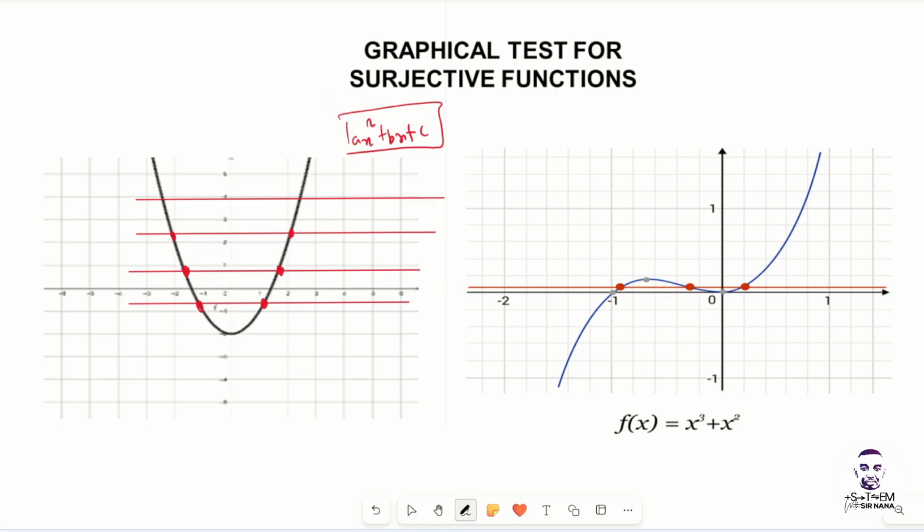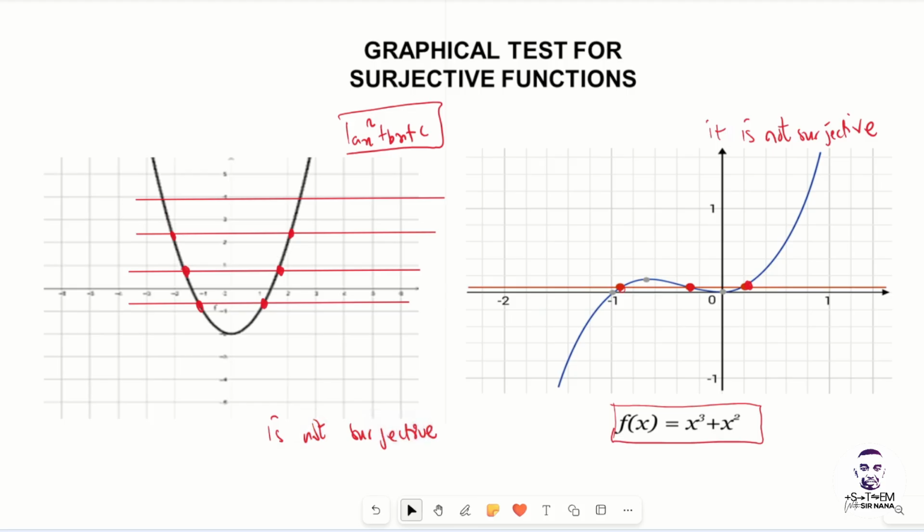And in this function, if we are given a function f of x equal to x cubed plus x squared, when we perform the horizontal line test, as has been done here, we see that it touches 3 points. We see 1 point here, another point here, and another point here. Once it touches the curve at 3 different points, then we say it is also not surjective. And this function as well is not surjective by the horizontal line test.